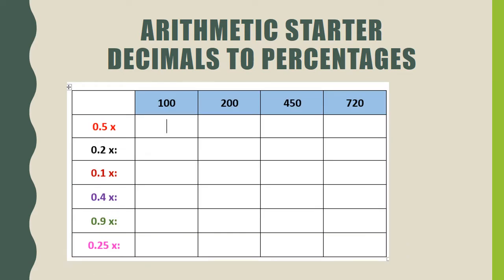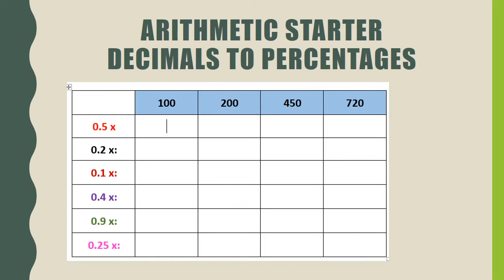Our starter today is in two parts. For the second part of our starter, I'd like you to use what we've just talked about. We talked about how multiplying by a decimal number is the same as finding the percentage of that amount. So 0.5 we said is the same as finding 50%. If 0.5 is the same as finding 50%, then 0.5 times 100 will give us the same answer as 50% of 100.